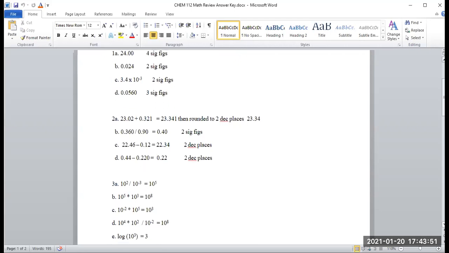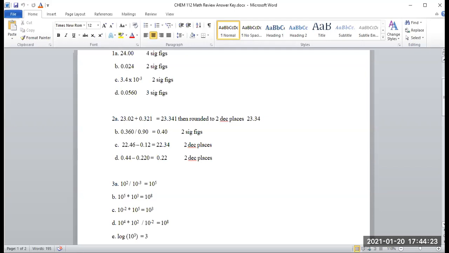Moving onward to a little one-step math problems. If you are adding 23.02 and 0.321, your calculator is going to tell you 23.341, but you need to round it to 2 decimal places because in addition, you are only allowed to report your final answer to the smallest number of given decimal places.